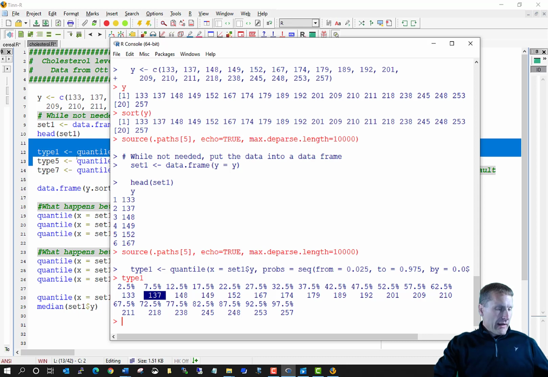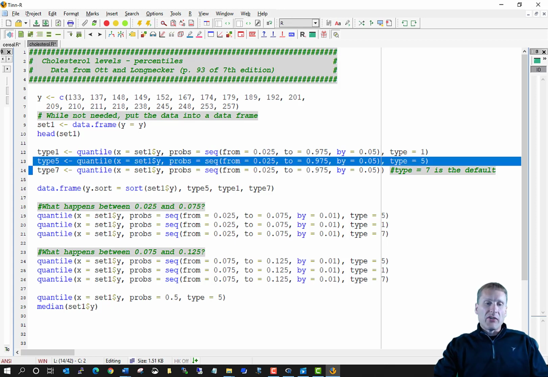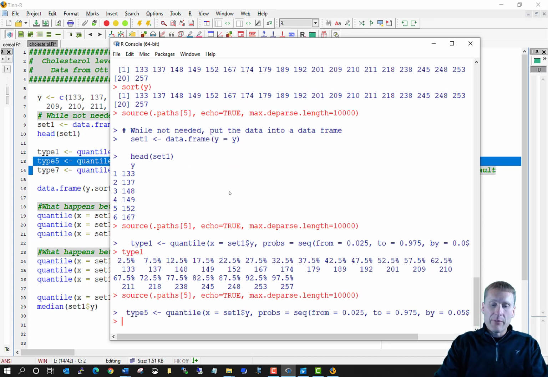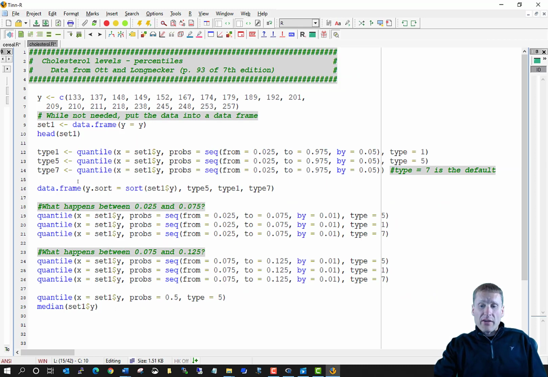Now, the way that I described how to find percentiles and quantiles earlier actually corresponds to type equal 5. If we take a look at that, you'll notice we get exactly the same answer as what we got using type equal 1. Just use type equal 5 all the time for our course. That will be just simpler. Do note the default happens to be type equal 7.